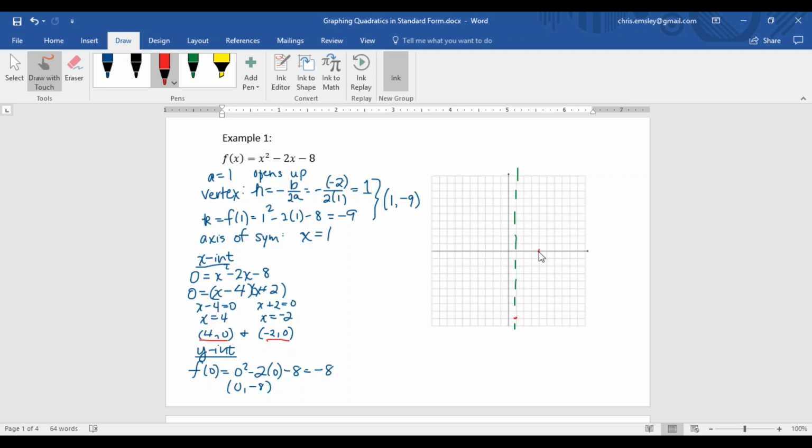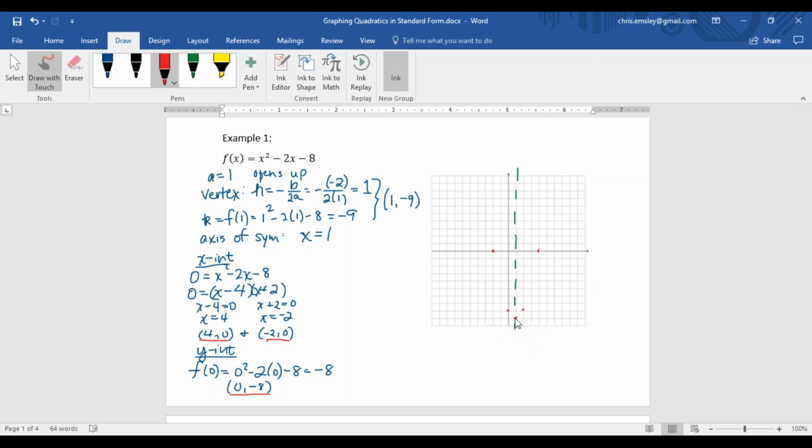So right there and right there. And then we'll also put in our y-intercept. That's at (0, -8). And here's a place where we can use that symmetry property. Since this point we just plotted is 1 unit to the left of our axis of symmetry, we know there has to be a corresponding point 1 unit to the right of our axis of symmetry.